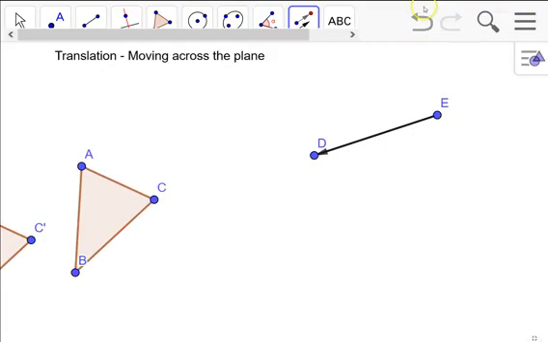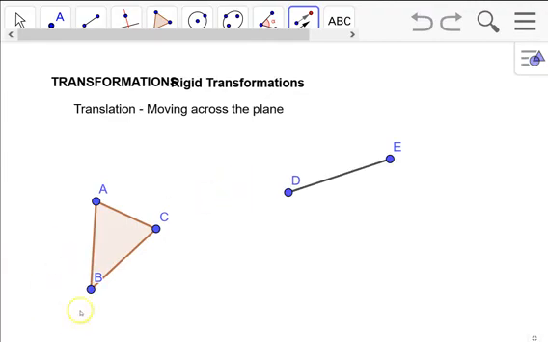So this is translations, and when we are talking about translating a figure, we have to make sure that we use correct terminology when we describe it. So, in other words, if I was to translate triangle ABC along vector DE, notice that I'm putting the letters in the correct order. I'm translating along vector DE, starting at D, ending at E. And so that will be critical for you to be able to do in your lessons.